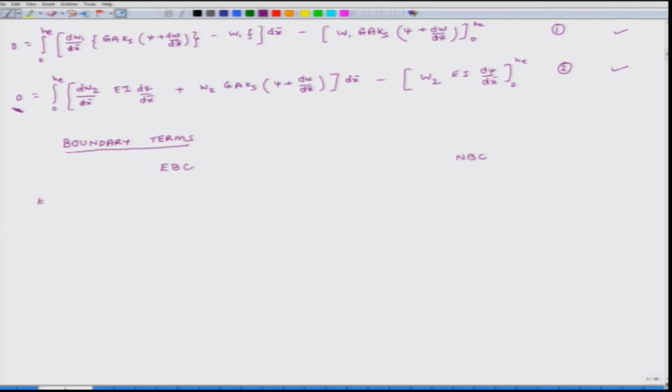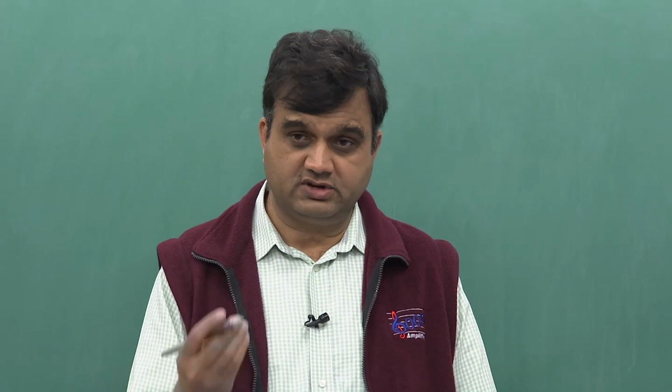So, when we look at equation 1, we see that the weight function is W1, and in equation 2, the weight function is W2. The coefficient of the weight function in the first equation is GAKS times psi plus dW over dx. And we had discussed earlier in one of our lectures that the coefficient of the weight function constitutes the natural boundary condition. So, this is the natural boundary condition associated with the first equation.